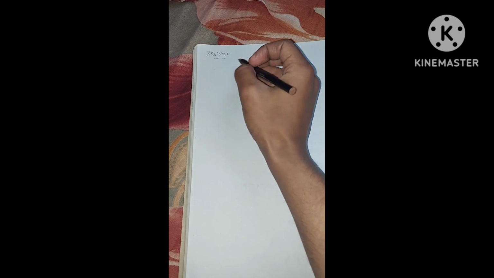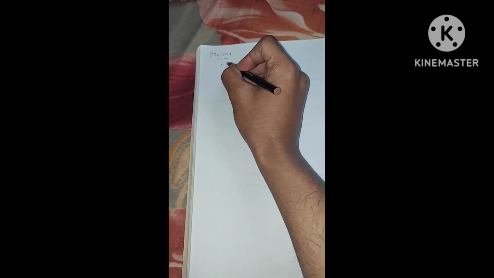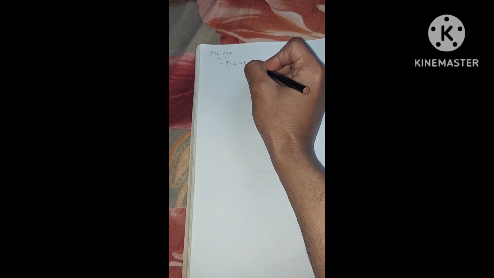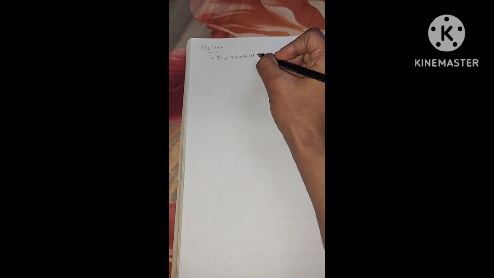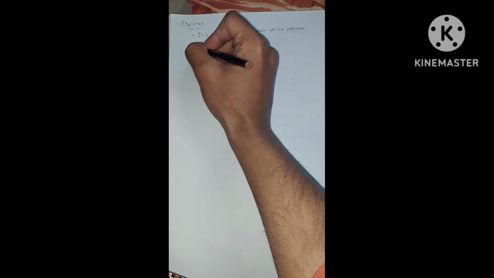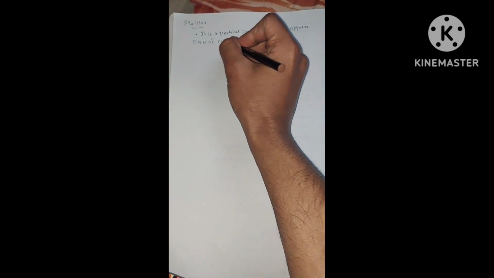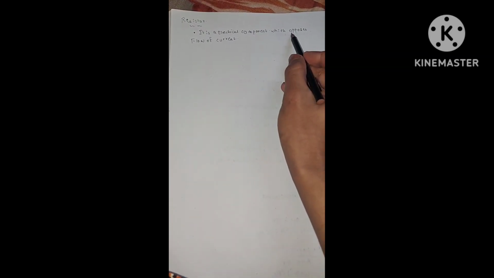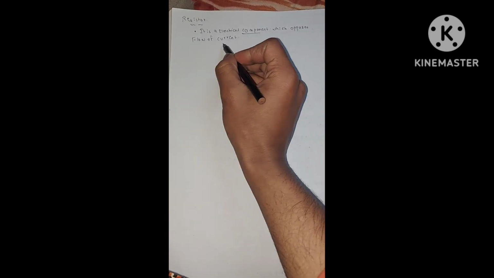So what is a resistor? It is an electrical component which opposes flow of current. So basically it is an electrical component. Okay, and what does it do? It opposes flow of current. Electrical component which opposes flow of current.